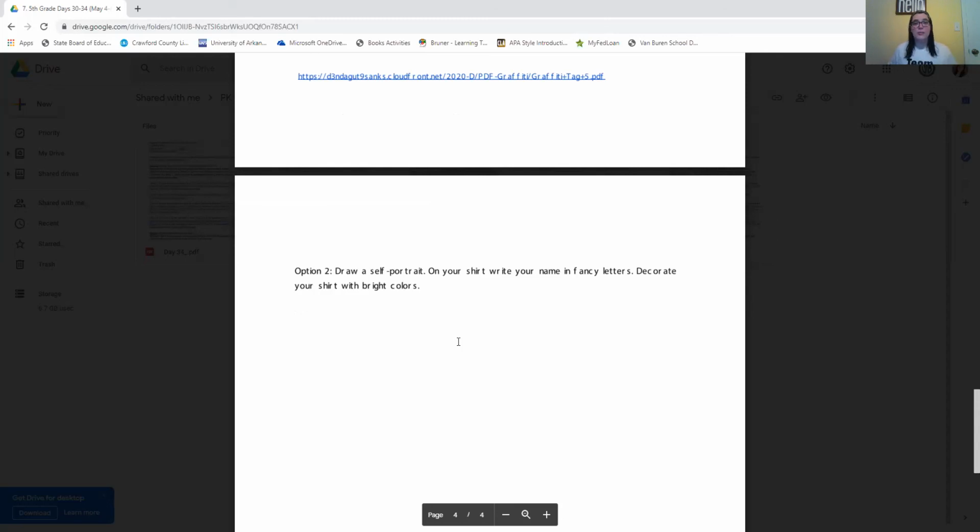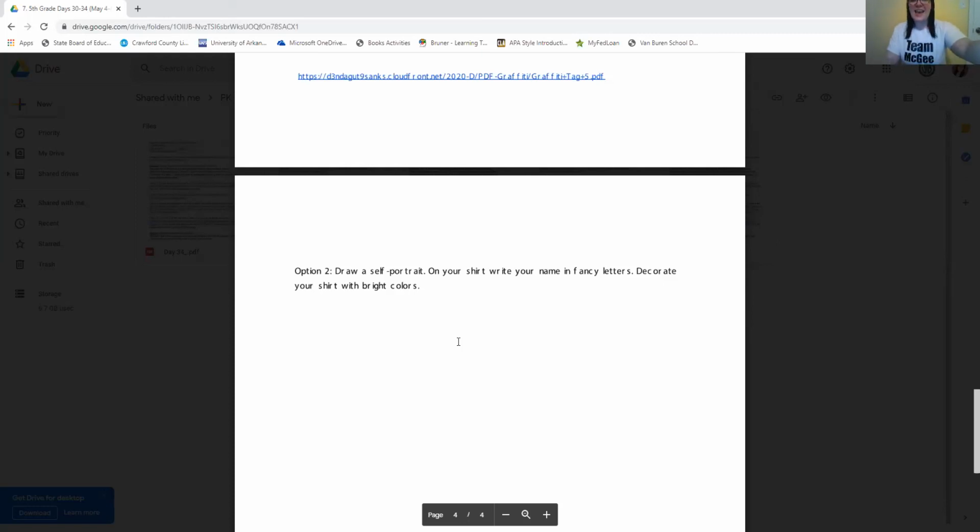So you're going to draw a self-portrait of yourself. And then you are going to draw in your self-portrait. You're going to make sure you have a shirt on in your self-portrait. Or I guess if you're a girl, you could draw a dress. And on that shirt, or maybe that dress, you can write your name. Write it in fancy letters. And then use bright colors to color in your name.